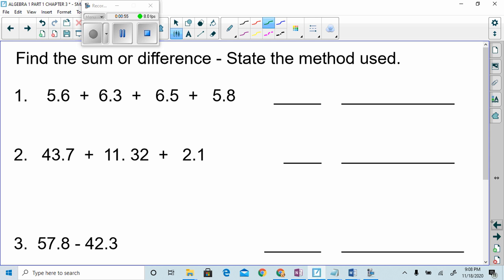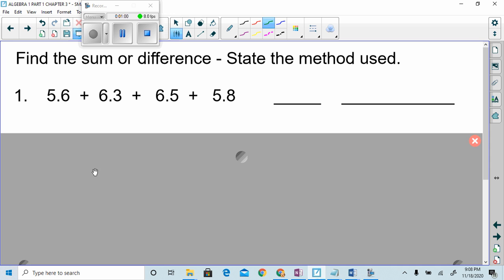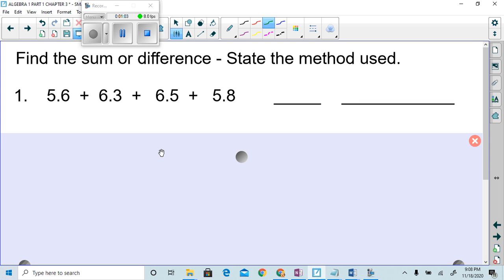We want to find the sum or difference and state which method we use. Let's look at one at a time. You can look at this first set of addends and decide if you want to round them, if you want to use a front end with an adjust, or perhaps you will do a clustering. Well, looking at these numbers, they all appear to be close to 6. So in that case, I'll have 6, and there are 4 of them. 6 times 4. It's approximately equal to 24, and I chose clustering.